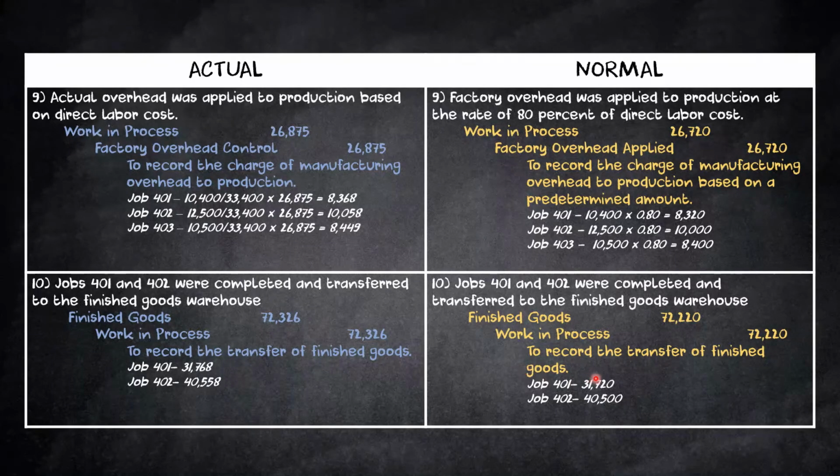So, breakdown ulit per job. Ito po, job 401, naging 31,720, iba na rin siya dito. Kasi nga, iba na po ang ating overhead. And then, for job 402, we have 40,500, dito, 40,558. Pero pag tinotal po natin yan, ito pa rin ang lalabas.